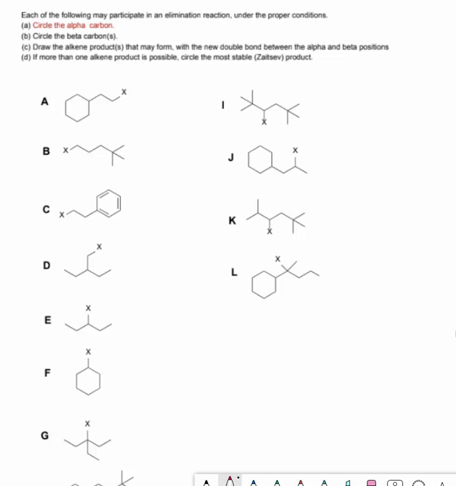For each of these compounds, we're going to circle the alpha carbon. We're going to do that in red. So I'm just going to do this one here. Then we're going to circle the beta carbon. So I'm going to circle the beta carbon in blue.